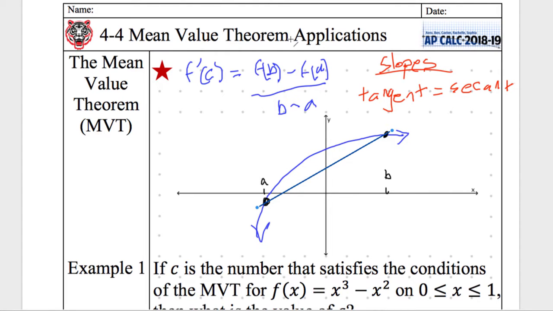And here's what it also means graphically too with technology, is I can copy and paste that line, I can change it to red, and I can move that point around.